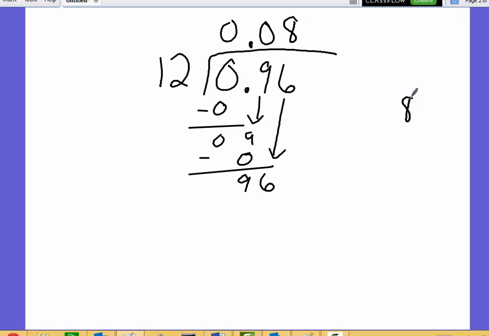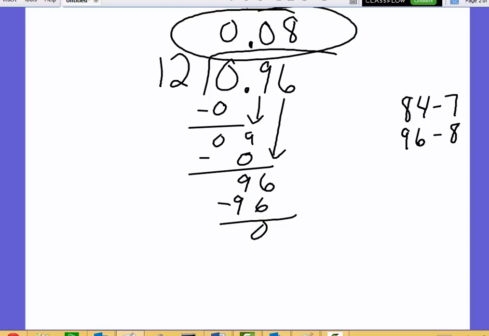I remember from my last example, 84 was when I had 7 groups of 12. If I add another 12 to it, I'm left with 96, so that would be 8 groups. Multiply, 12 times 8 is 96, subtract, and there's nothing left to bring down. So my final answer is 0.08 or 8/100ths.